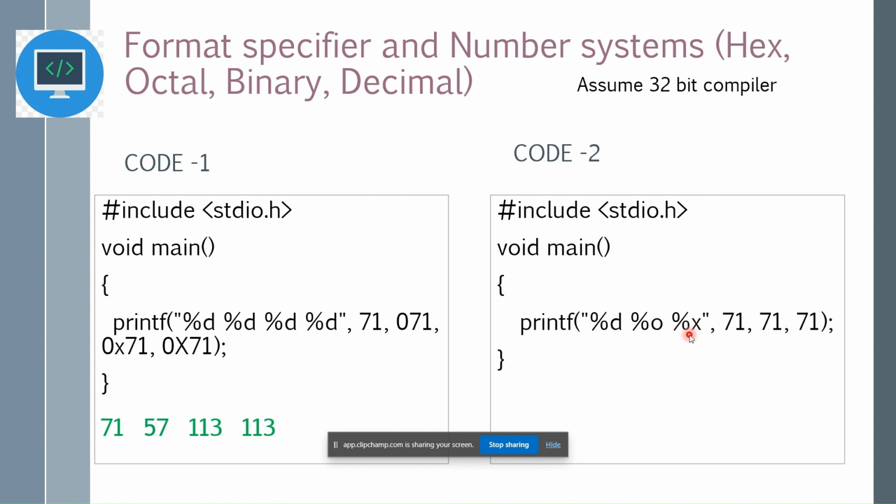Then percentage x. This means whatever parameter is given as input, 71, convert it to hexadecimal and print it. When it is printing, it will not print 0x; we just have to know that percentage x means hexadecimal. So 71 in octal is equivalent to 107, and 71 in decimal is equal to 47 in hexadecimal.